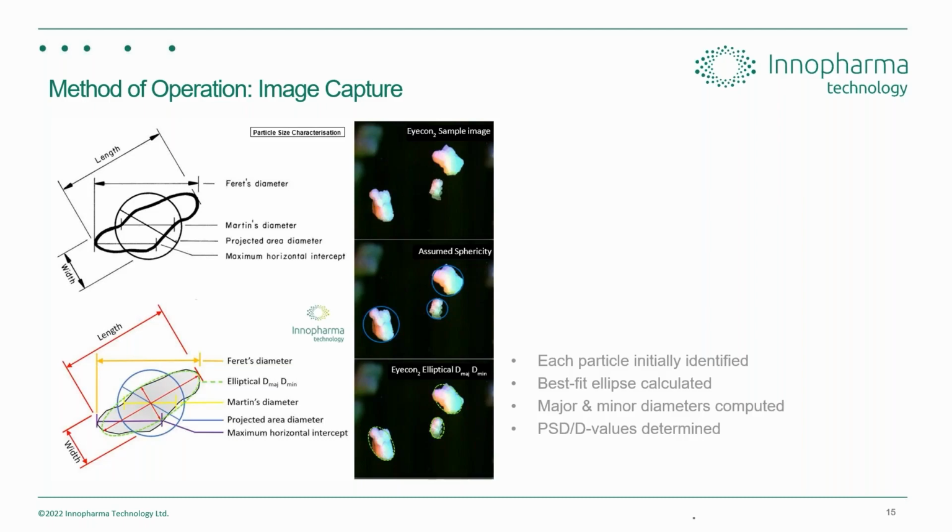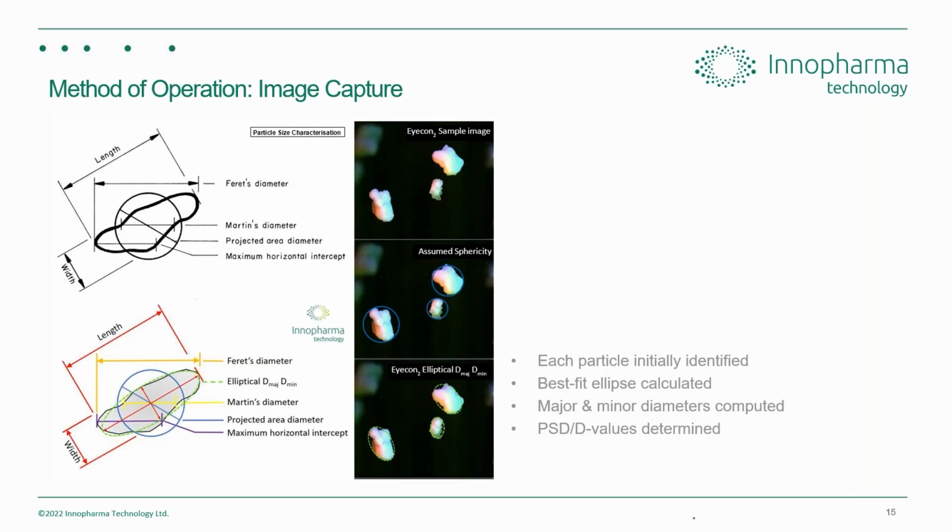gets converted to a sphere to work out volume, just using some simple mathematical equations in the background. That's the way all particle size and shape image analysis systems work in terms of working out volumetric measurements. The Eyecon 2 does the same, only it takes an extra step of adding an extra axis.